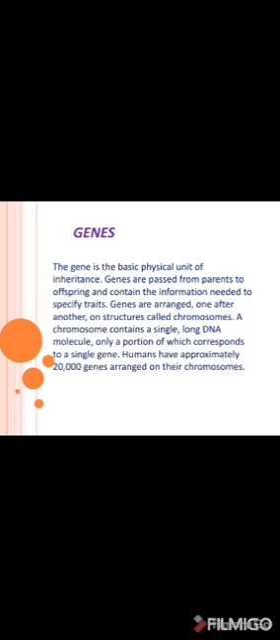Now let's understand what a gene is and what its role is. The gene is the basic physical and functional unit of inheritance. These are the keywords. Genes are the inherited factors which determine the biological characters of an organism. In simple words, genes contain the information that needs to be passed from parents to offspring and that produces a specific trait or character in an offspring.